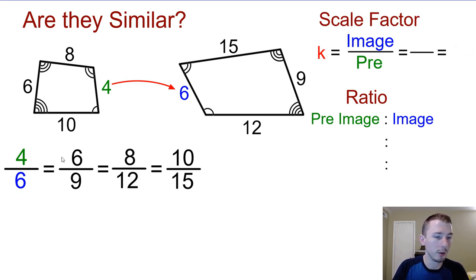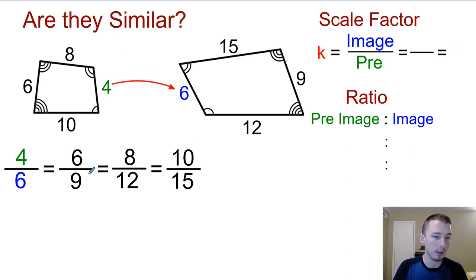Okay, so what we're going to do is cross multiply to check this. So 4 times 9 is equal to 6 times 6. That's true, yeah. 36 is equal to 36. Here we would have 72 is equal to 72, and then 120 is equal to 120. So we can cross multiply all those and check, and indeed they are proportional.